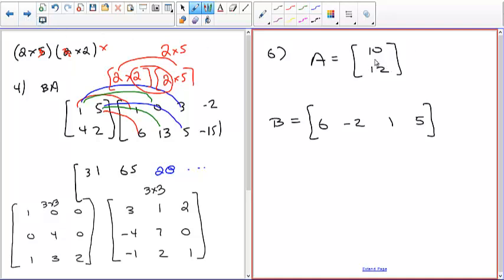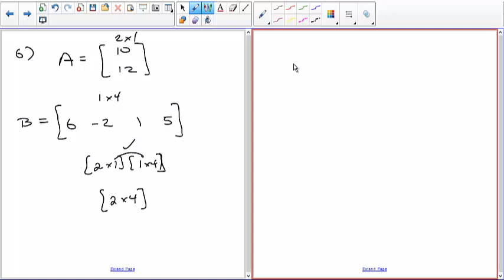Okay, so here we have a 2 by 1, 2 rows, 1 column. This is a 1 by 4, 1 row, 4 columns, rows by columns. So we're taking a 2 by 1, multiplying by a 1 by 4. The middle dimensions are the same, so we can multiply them. The resulting matrix is a 2 by 4 matrix, which is kind of big, but that's the problem we were given. So let's put them next to each other: 10, 12, multiplied by 6, negative 2, 1, 5.